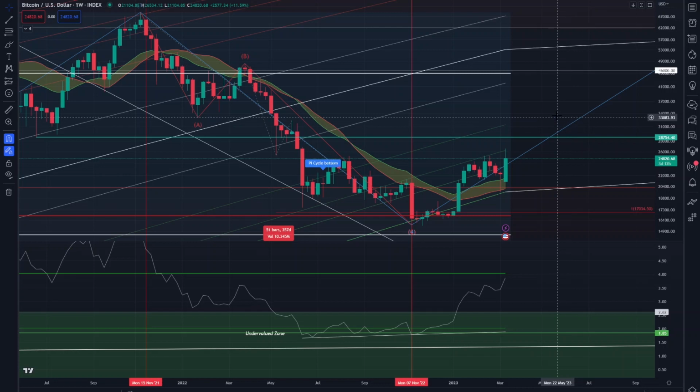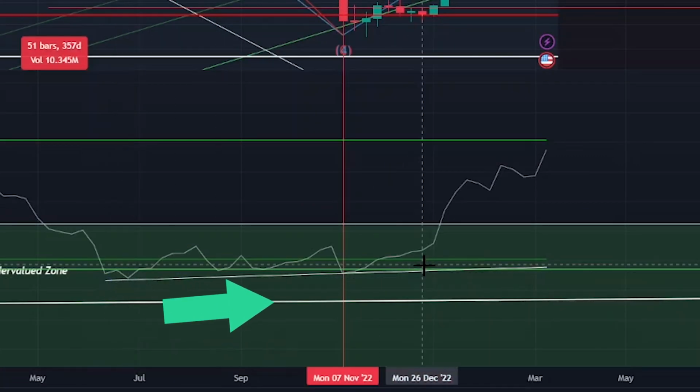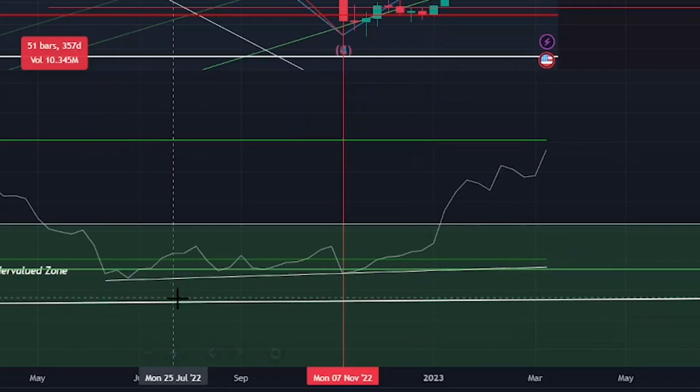Here I have a chart that I showed back in November, just after the FTX collapse of all times, where I said we're potentially at a bottom if this happens. And here it is. This was the bullish divergence on the undervalued zone down the bottom here.